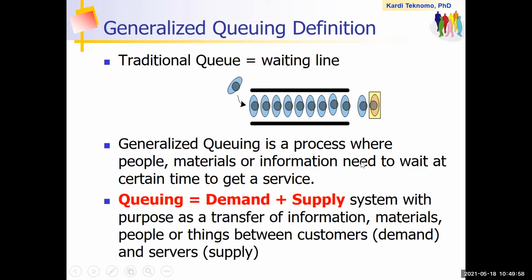You remember we discussed generalization of queuing. The traditional queue we discussed last time is just a waiting line. But when we start to think of queuing as a general process, where people, material, and information need to wait at a certain time to get a service, then you start to think of queuing as a combination of demand and supply, where the purpose is to transfer information, material, or people between the customers and the server. The customer represents the demand, and the server represents the supply. We have learned this in the last lesson, right?